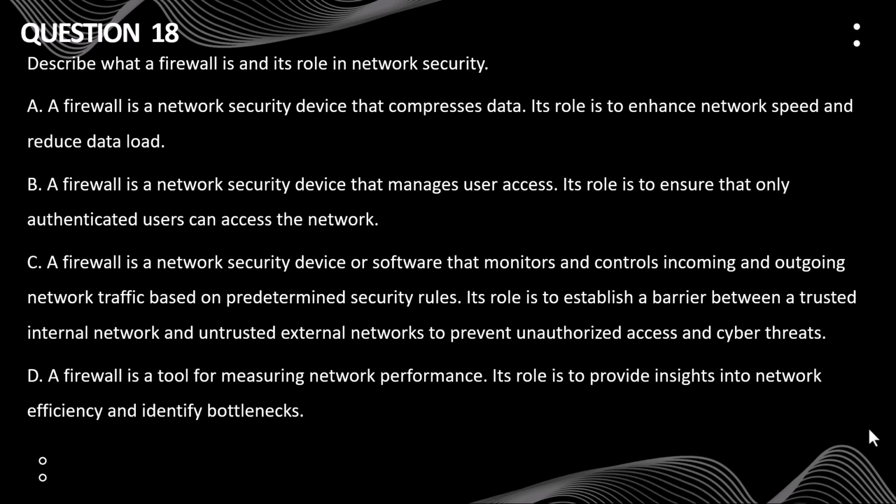C. A firewall is a network security device or software that monitors and controls incoming and outgoing traffic based on predetermined security rules. Its role is to establish a barrier between a trusted internal network and untrusted external network to prevent unauthorized access and cyber threats. D. A firewall is a tool for measuring network performance. Its role is to provide insights into network efficiency and identify bottlenecks. The answer here is option C. A firewall is a device that monitors and controls incoming and outgoing network traffic based on predetermined security rules.